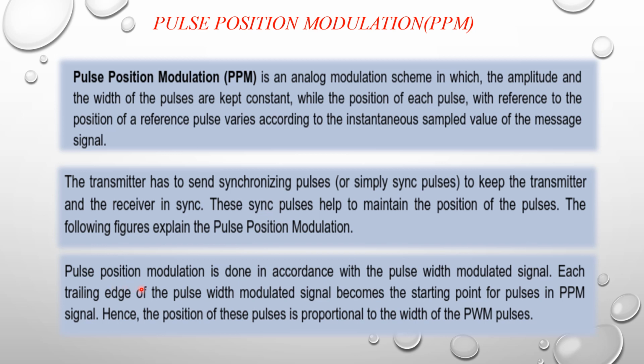Pulse position modulation is done in accordance with the pulse width modulated signal. Each trailing edge of the pulse width modulated signal becomes the starting point for pulses in the PPM signal. Hence, the position of these pulses is proportional to the width of the pulse width modulation pulses.